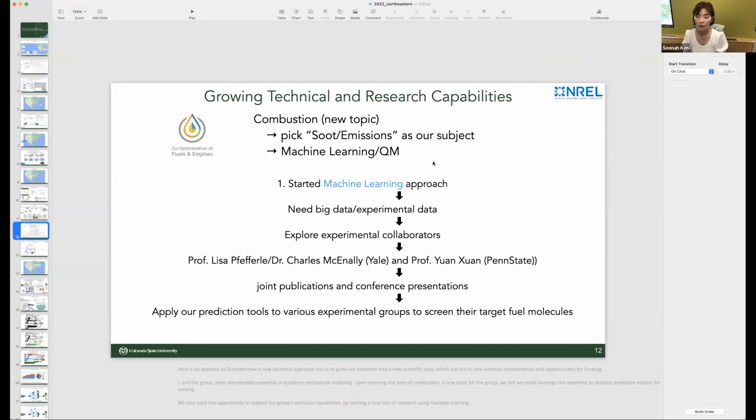So I searched a little bit myself, and then I chose soot and emissions as our topic. And I was thinking to use machine learning and QM together. QM is, of course, what I used to work on, so it's very reasonable, but I wanted to add another big area. I wanted to expand myself and also my group.